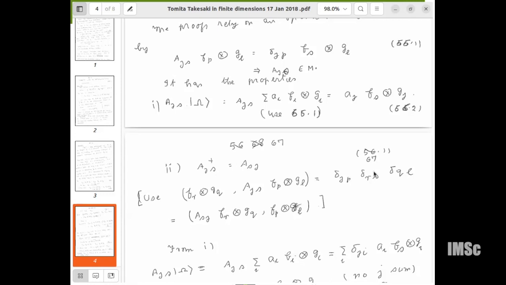Okay? The second equation I need is to know what is the adjoint of A. Okay? What is A_JS adjoint? Okay? That you can also calculate, because I use the definition.